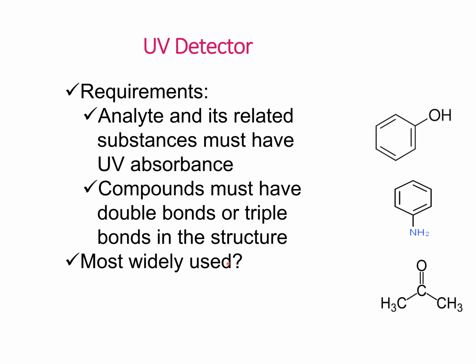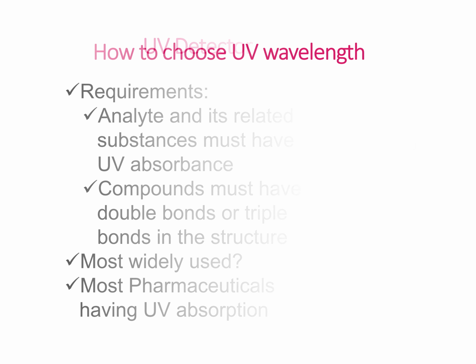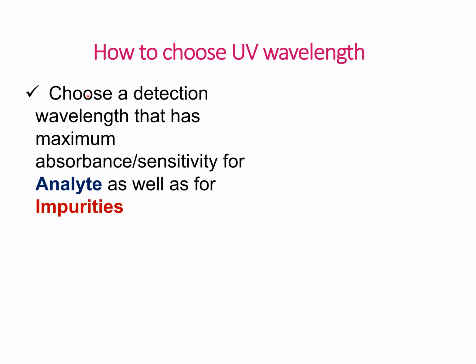Now question is, why UV detector is widely used in the pharmaceutical industries? Most of the pharmaceuticals have a UV absorbance. That is why UV detector is widely used in the pharmaceutical industries. How to choose UV wavelength? Choose a detection wavelength that has maximum absorbance or sensitivity for both analyte as well as for impurities. Suppose you are selecting the wavelength where analyte has the UV response but impurity has no UV response, then you will not get correct result.